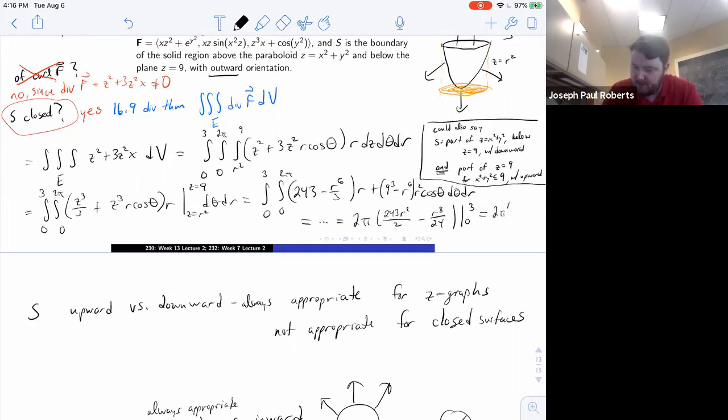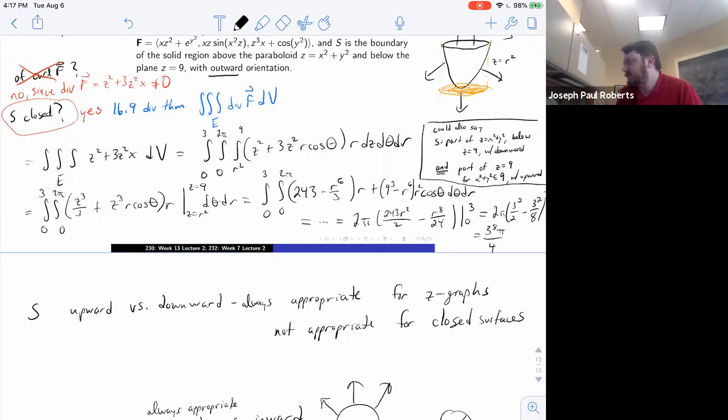So I have a 2 pi out front. So 3 to the 7th over 2 minus, well, 3 to the 8th over 24 is 3 to the 7th over 8. So basically I'm left with a half minus an eighth, which is 3/8. So I get 3 to the 8th pi over 4 is what that works out to be.